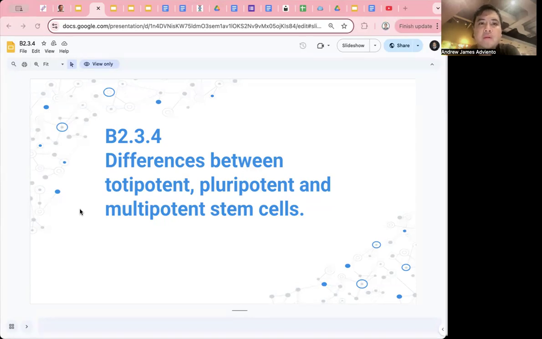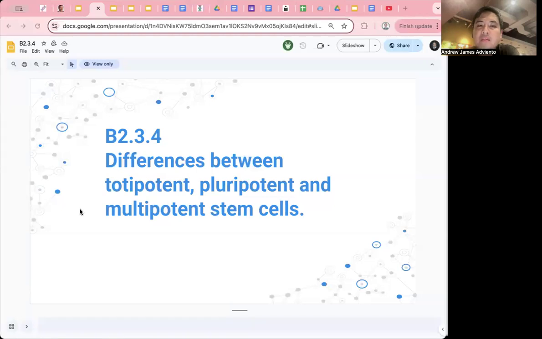All right, so stem cells are the foundation of life. They have the remarkable ability to become different cell types, but not all stem cells are the same. Today, we are going to explore the different types of stem cells based on their potencies, or their ability to differentiate into various cell types.